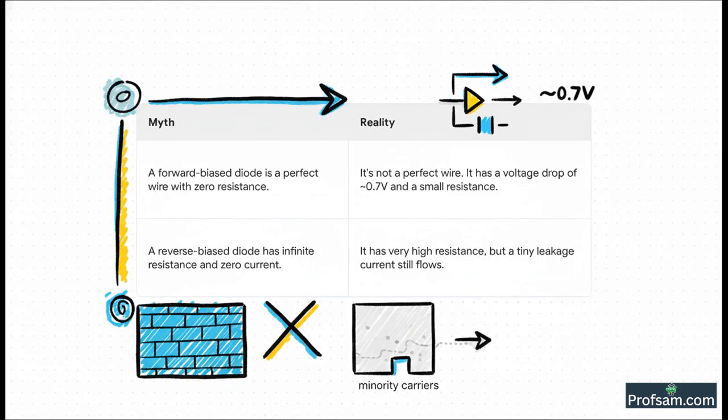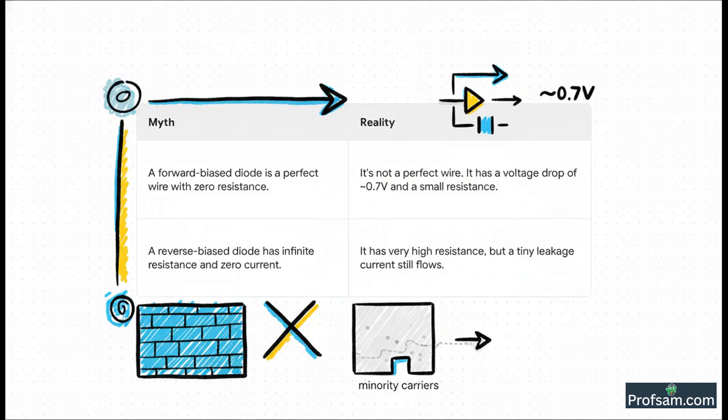Okay, myth number one. A forward bias diode is a perfect wire with zero resistance. This is wrong. In reality, it is not a perfect wire. There's always that voltage drop of about 0.7 volts across it, and it has a small internal resistance.